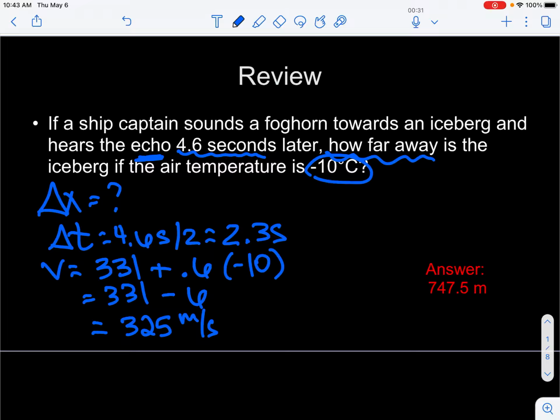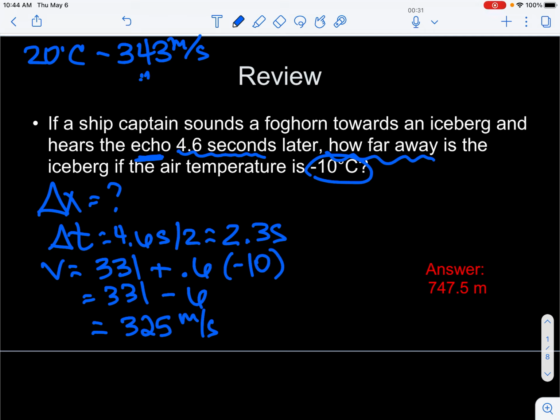Okay, so that should make sense because remember, at room temperature, 20 degrees Celsius, the speed of sound is 343 meters per second. So we have decreased the temperature, so we've taken out heat, taken out kinetic energy. So our 325 is way lower than this 343.